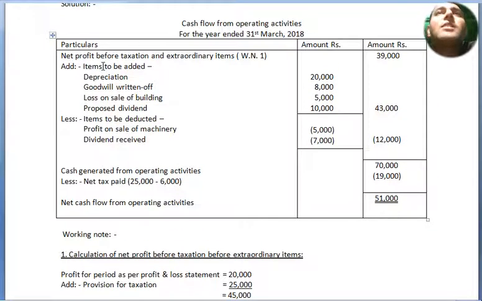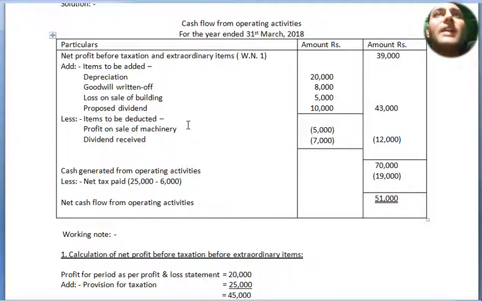Then again we move to our format of cash flow from operating activities. Add items to be added. Non-operating expenses will be added, so depreciation will be added. Non-operating incomes will be deducted. Depreciation 20,000, goodwill written off 8,000, loss on sale of building 5,000, proposed dividend 10,000. Altogether 43,000 we have written in the outer column.